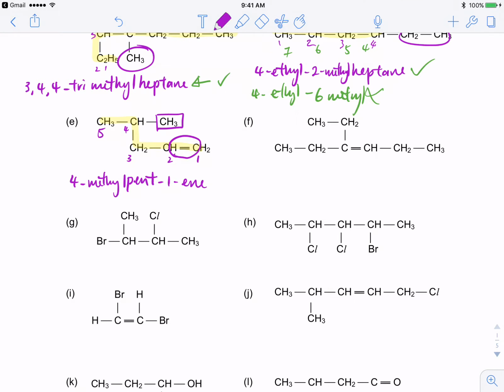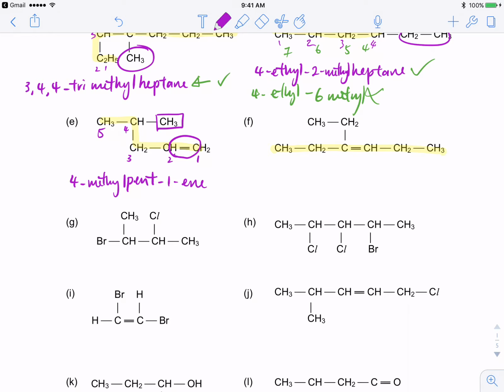Okay, so next, let's look at the next molecule, which is the longest chain. I think it's quite evident that this is the longest chain. Even if I choose the other way, it's the same molecule. Can you see that this method as well as this method gives you the same molecule? Okay, you give me the same name.